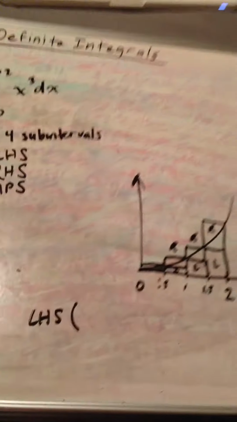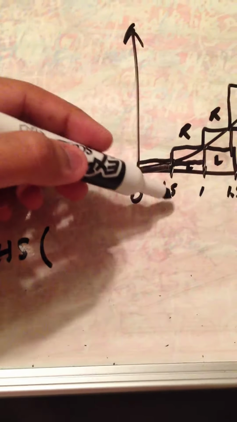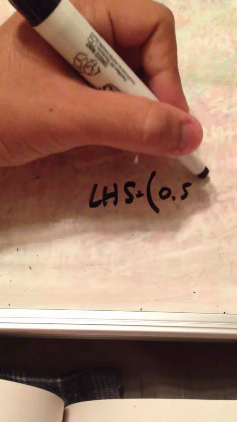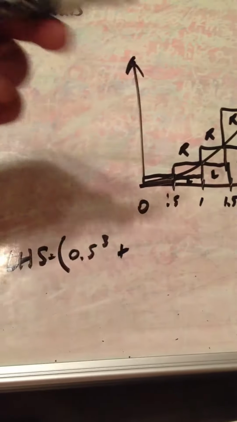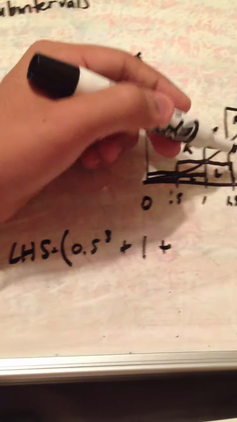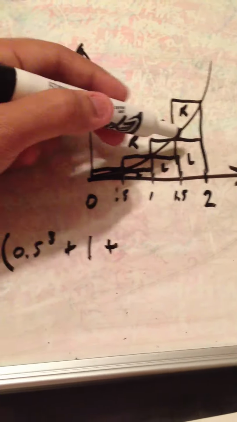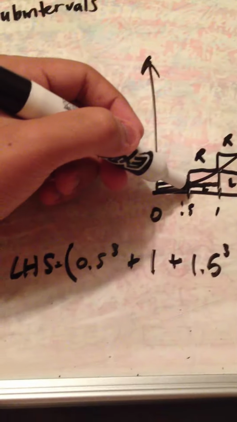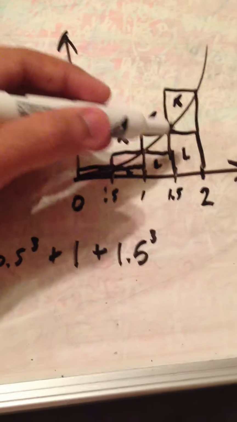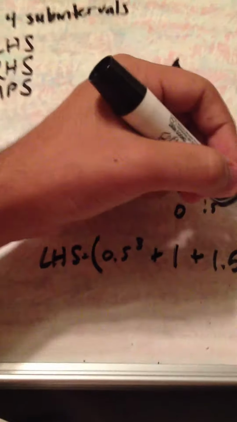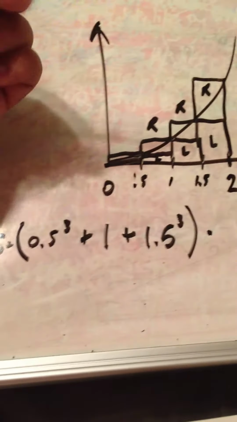Now, for the left-hand sum, the first height is nothing but f of 0.5, aka 0.5 cubed. So we just write that it is 0.5 cubed. That's the first height that we find. The second height is just 1 cubed, which is just 1. The third height is 1.5 cubed. Those are the 3 heights that you find, right? And then those 3 heights are multiplied by the width, which is always 0.5.